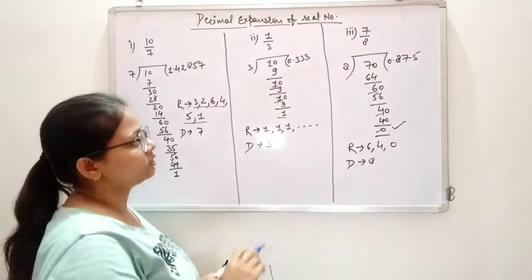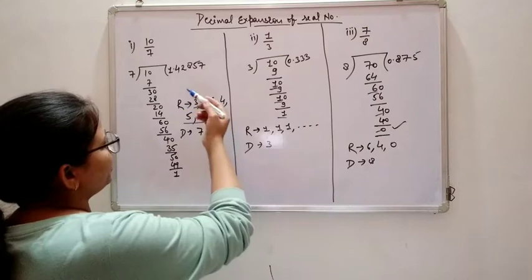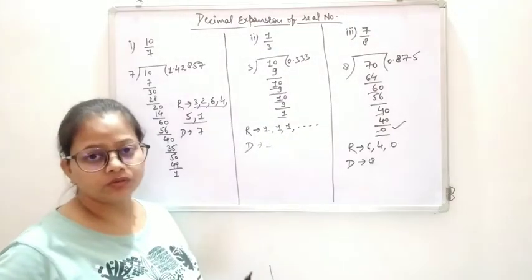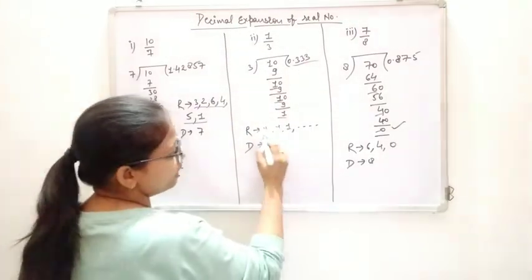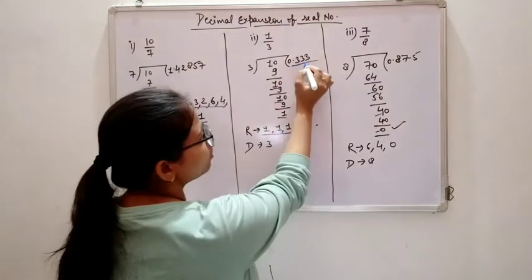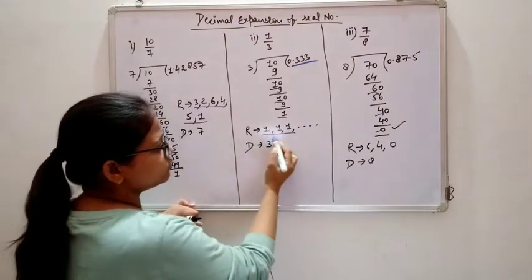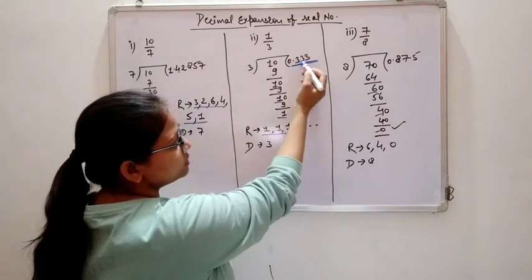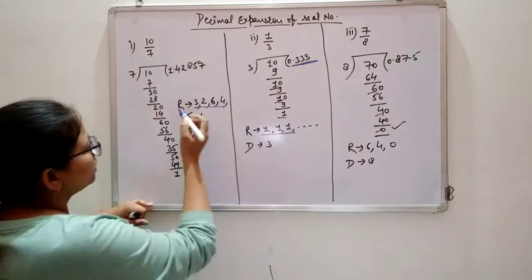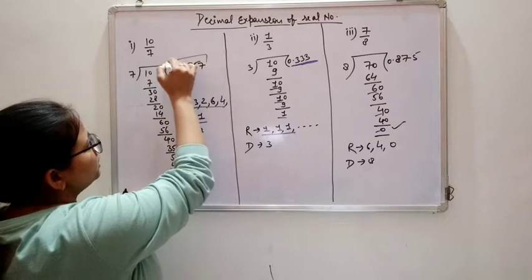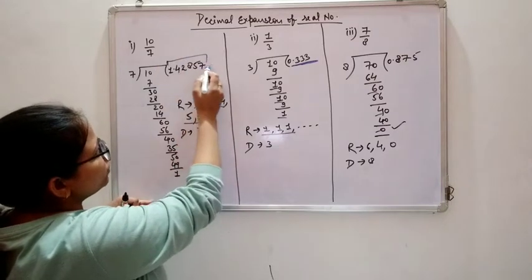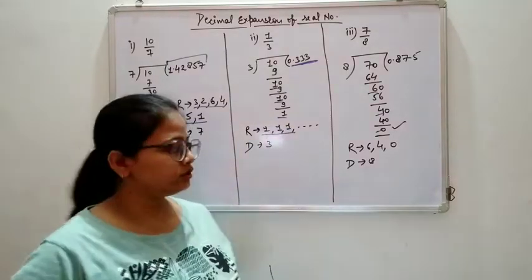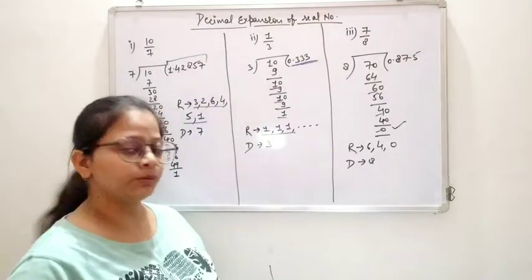Clear? Now let's talk about the third point, which says: if the remainder repeats itself, then we also get a repeating block of digits in the quotient. Here the remainder is 1, 1, 1, so the block of digits in the quotient is also repeating, like 0.33333, right? And in this one also, there is a block of digits, and this will start repeating like 142857, then 142857, right? So these are the three important points which you must have noticed from these three expansions.